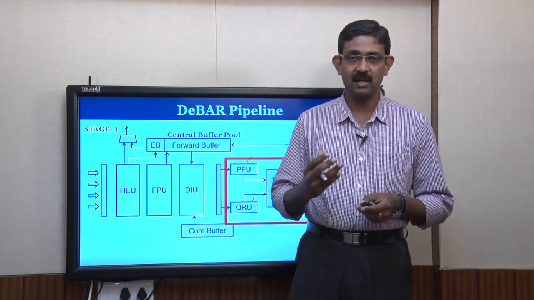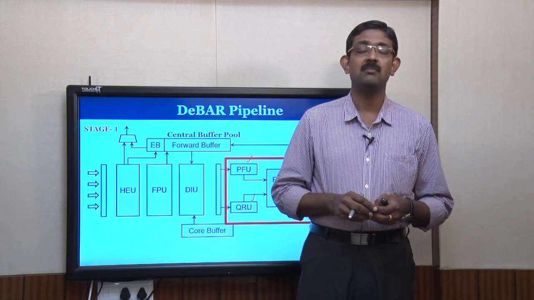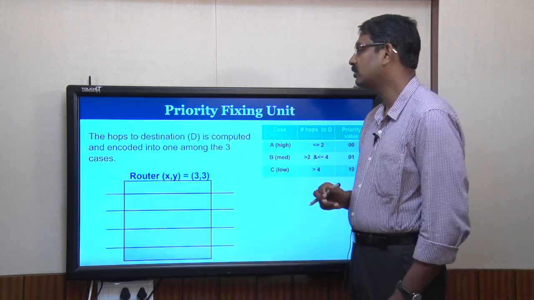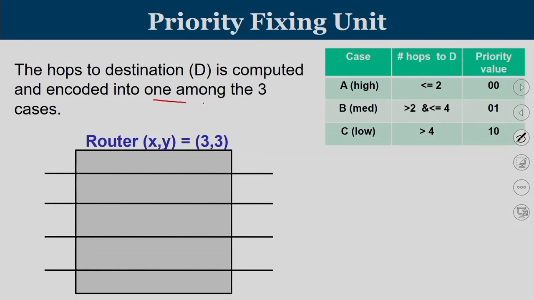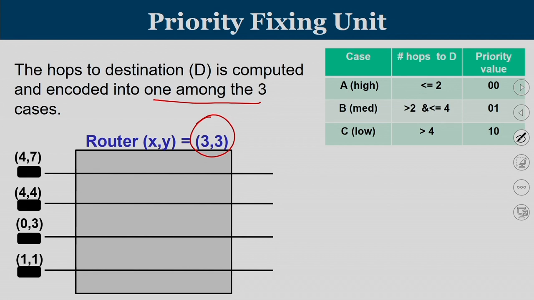Every flit that reaches the router is graded or partitioned based upon the hops to destination. So the hops to destination D is computed and encoded in three different cases. Consider that you are working on an 8 by 8 mesh NoC, where you have 64 routers. Each router is given a name X and Y. Consider a router 3-3, third column and third row in the network. Now, consider there are 4 flits. What is marked on the flit is the destination number. The first flit wants to go to 4-7, the second one wants to go to 4-4, the third one wants to go to 0-3, and the fourth one wants to go to 1-1. So these 4 flits are going to reach the router whose coordinate is 3-3.